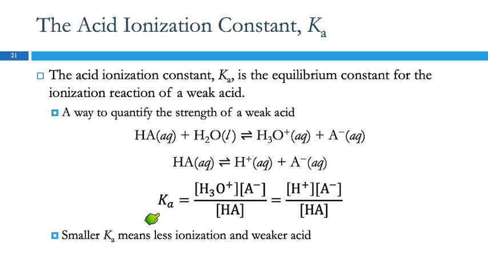So if we have a small ionization constant, that means it does not go very far to the right. So that means we have a weak acid. A strong acid would have a very high ionization constant and would go all the way to the right. So Ka is a measure of the strength of an acid. Any questions?